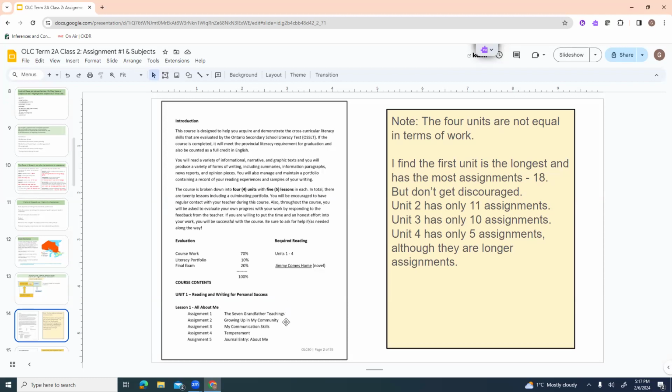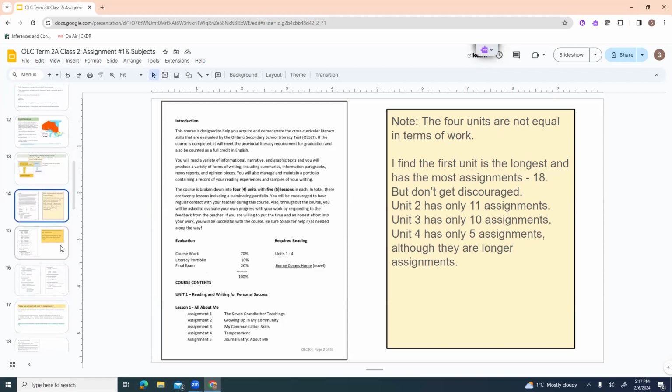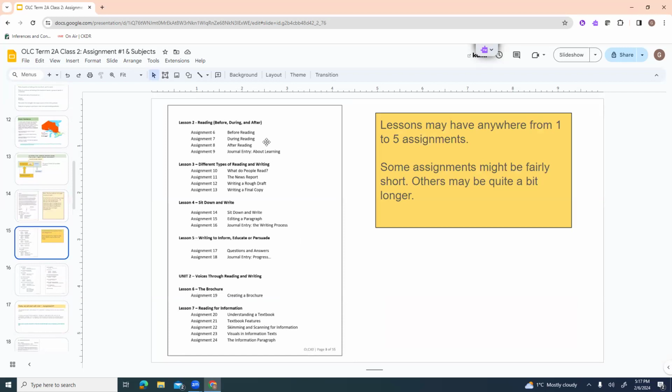Okay, so unit 1 has these 5 assignments. These are basic getting-to-know-you assignments. We talk about the grandfather teachings. We talk about your community and what it was like growing up there. We do a little personality quiz on your communication skills and your temperament. And then you write a little journal entry telling me about yourself. Because I'm not seeing you in person, it gives me a way to picture you, how old you are, what you're like, and what you're looking for in this course.